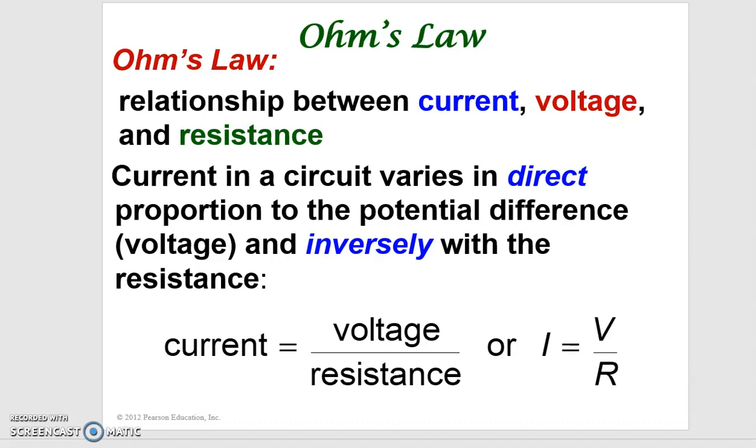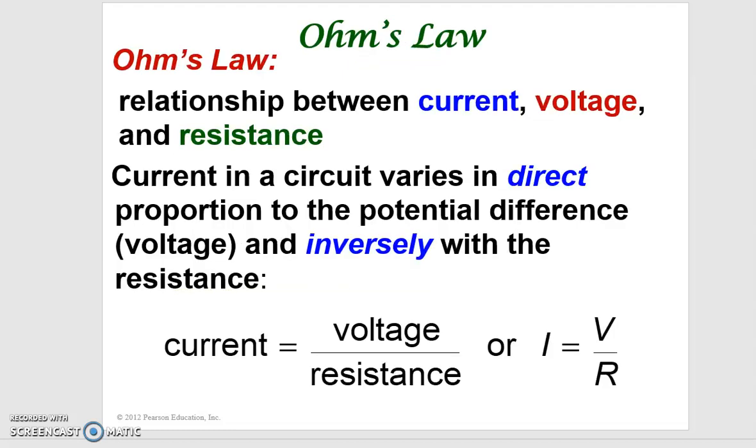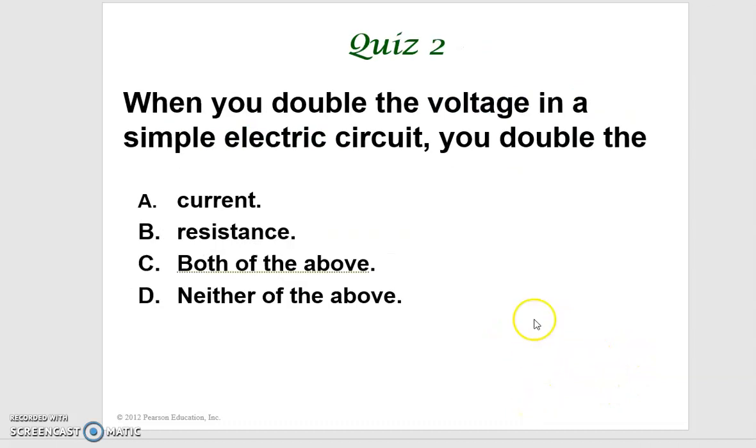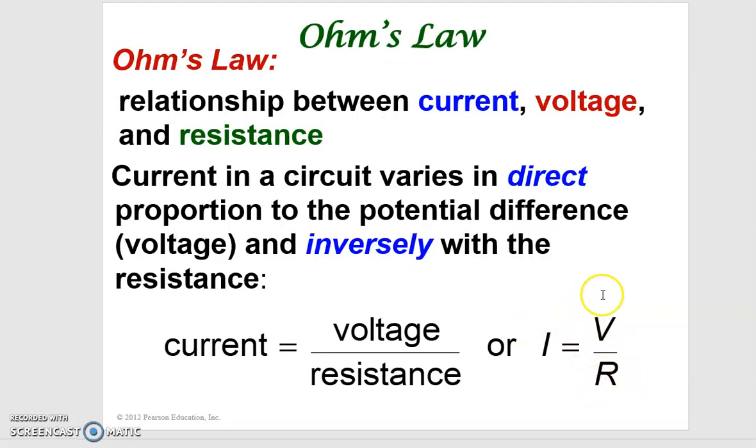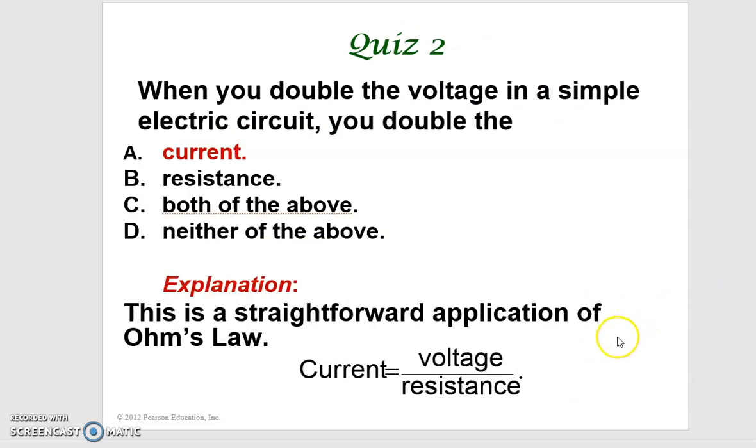So let's have our last conceptual quiz today. When you double the voltage, you double what? To answer this, you need to use Ohm's law. When you double the voltage, because it is the same material, you double the current. Let's read the question carefully again. It is the same circuit, so the same circuit has the same resistance. Now you double the voltage, you double the current. And that is the explanation.